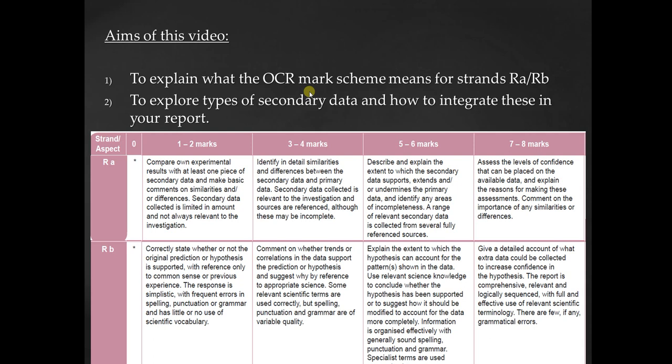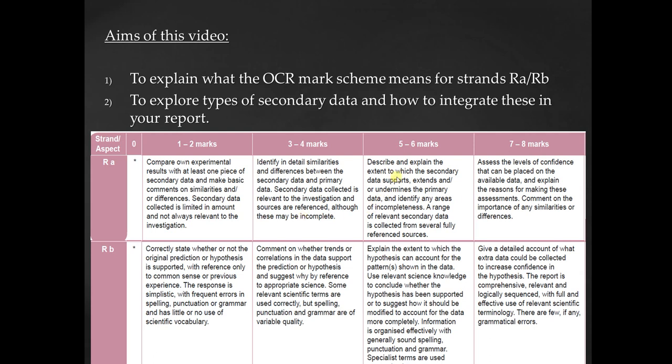So again, as in the last video, here are your strands in the detailed mark scheme. We're looking to compare your primary data with at least one piece of secondary data and comment on it. In particular, for 3 and 4 marks, you're looking to identify details in the similarities and the differences. And we're looking to reference. We'll talk to you about how referencing works as we go through.